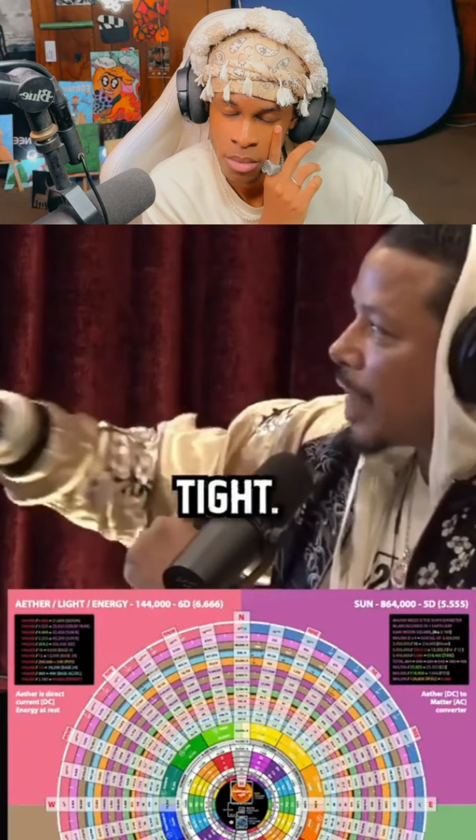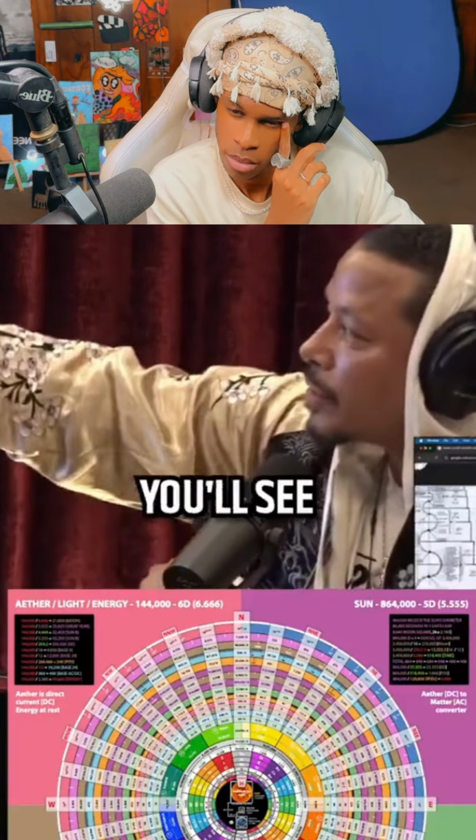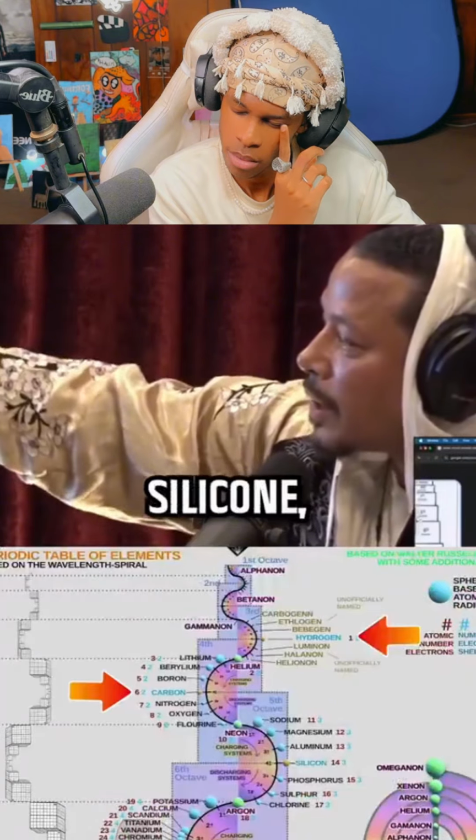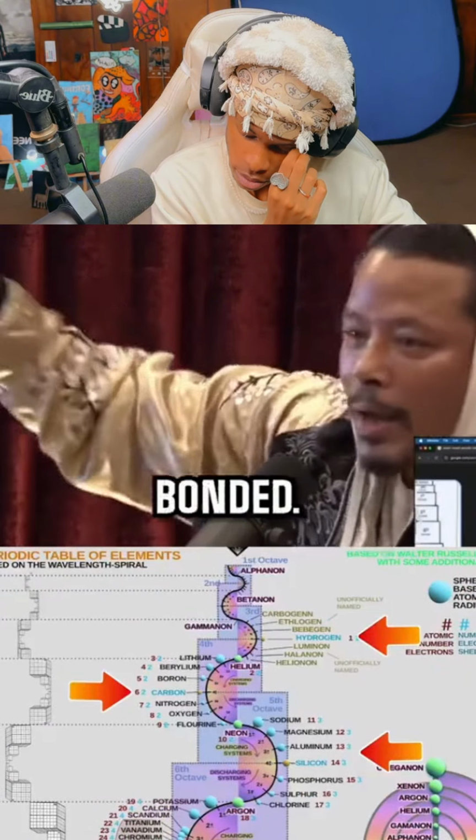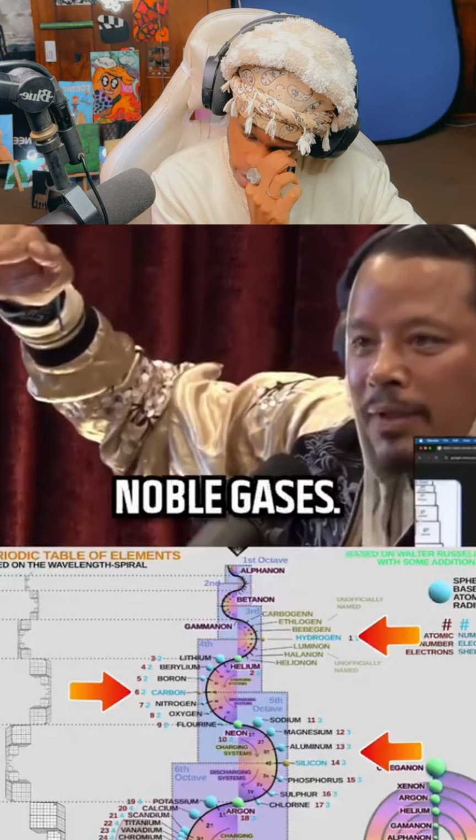The first wrap, it's so tight. This is how I saw it more so, but as a vortex. You'll see there's a relationship between hydrogen, carbon, silicon, cobalt, rhodium. They're all bonded. They all sit as a middle point between two noble gases. So those things don't really exist.